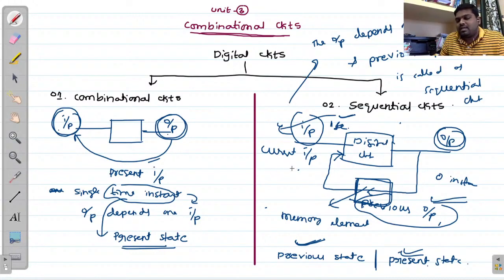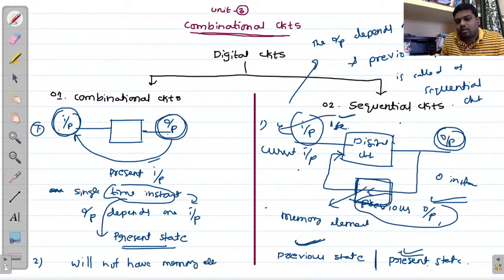So that is the second difference compared to a combinational circuit. The first difference is the present state and previous state between combinational and sequential circuits. When it comes to the second difference, combinational circuits will not have any memory elements, and sequential circuits will have memory elements to store the previous data, the previous output.